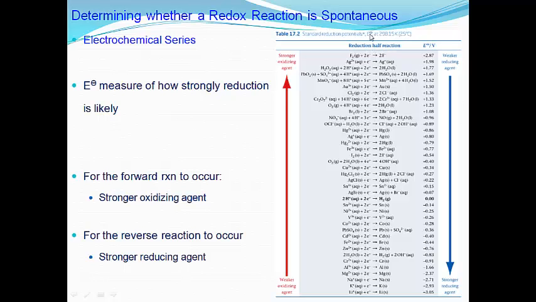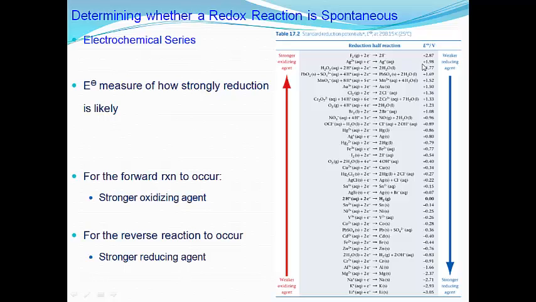We represent our half reactions as reduction processes, not as oxidation processes, because we're actually measuring these half reactions in terms of reduction potentials, or the potential to become reduced. And so a listing of various half reactions shows a range of reduction potentials. What do these reduction potentials tell us?